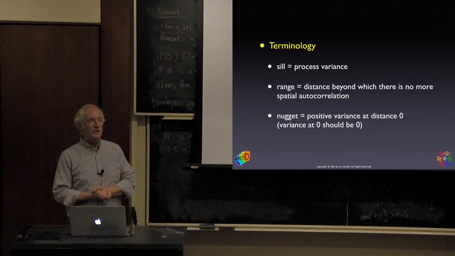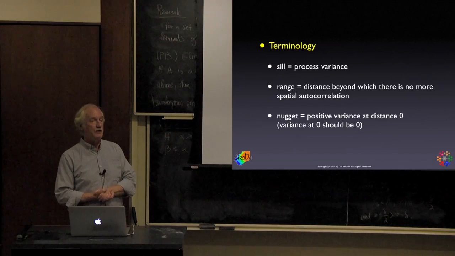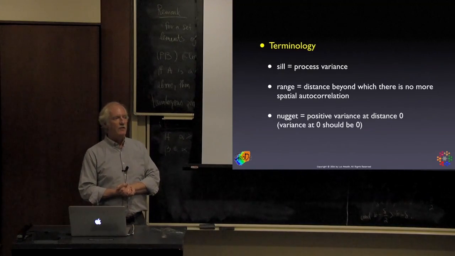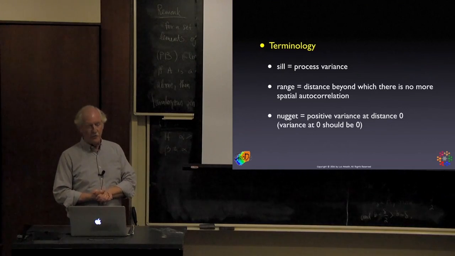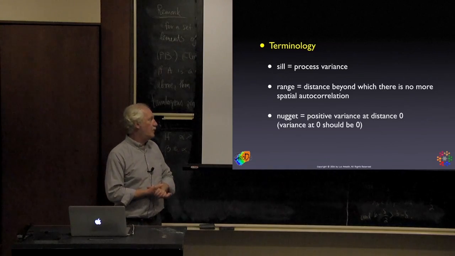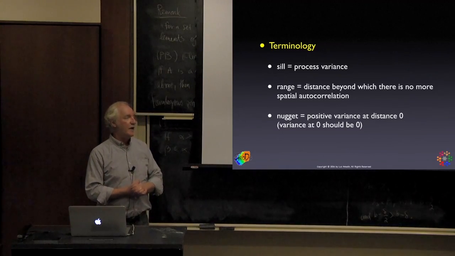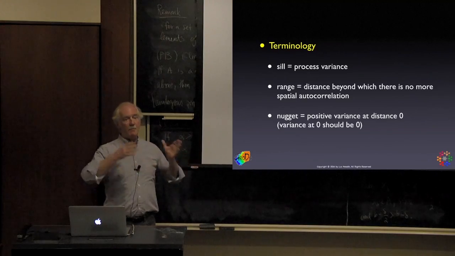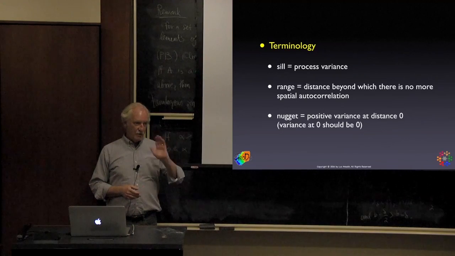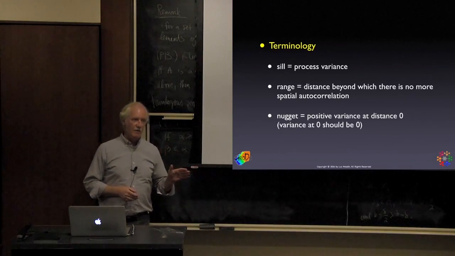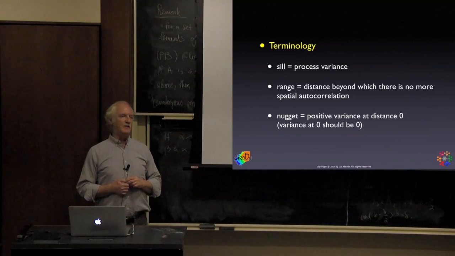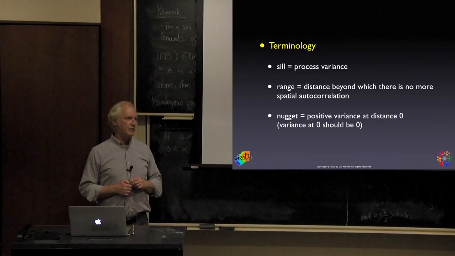The process variance, the C0 that we just talked about, is called the sill of the process, of the spatial process. The range, we've already talked about the range before, is the distance beyond which there is no more spatial autocorrelation. That's the same in the Covariogram as it is in the Variogram. And then the nugget is a real nugget, right? The nugget is something that shouldn't exist, but it does.